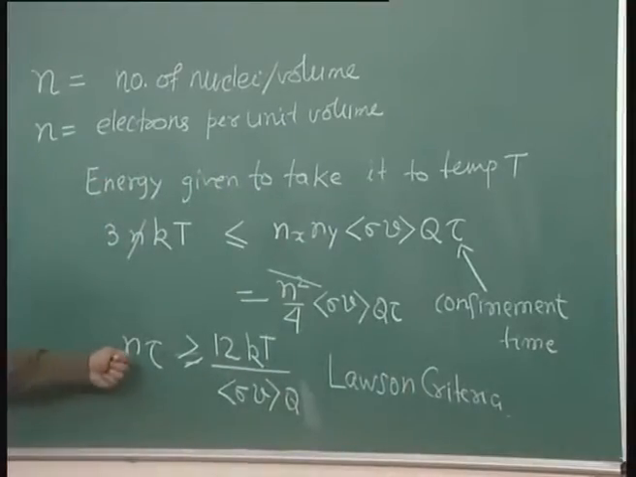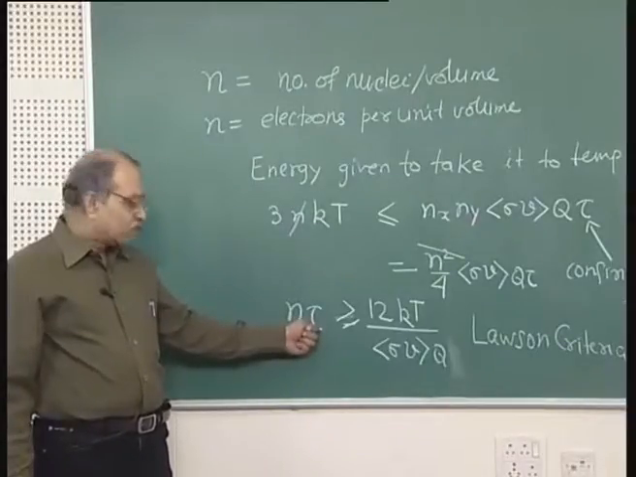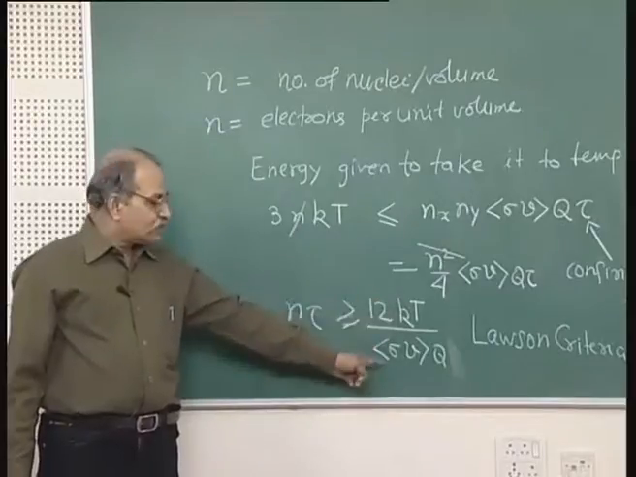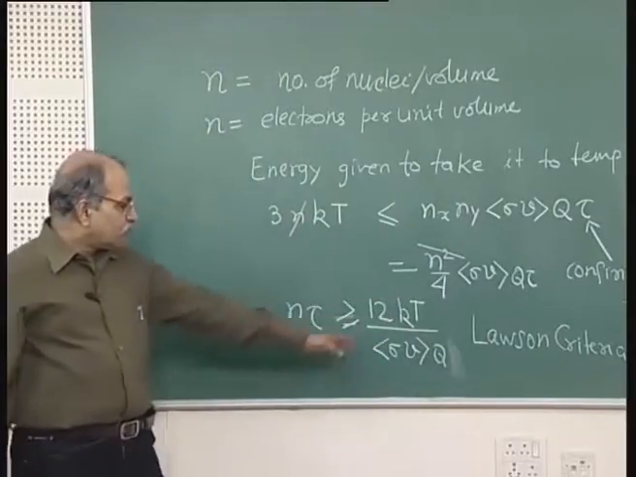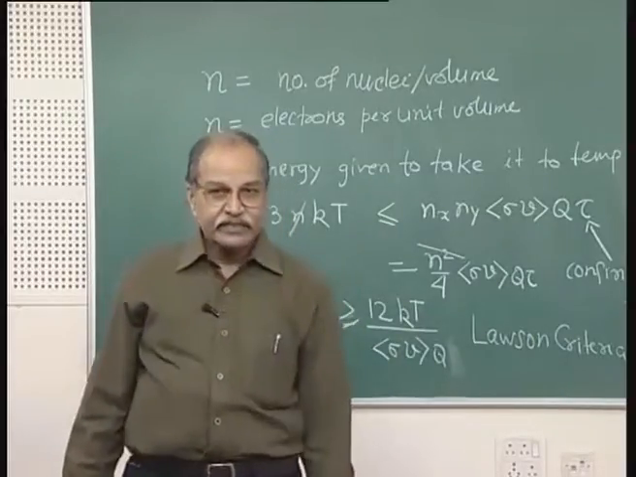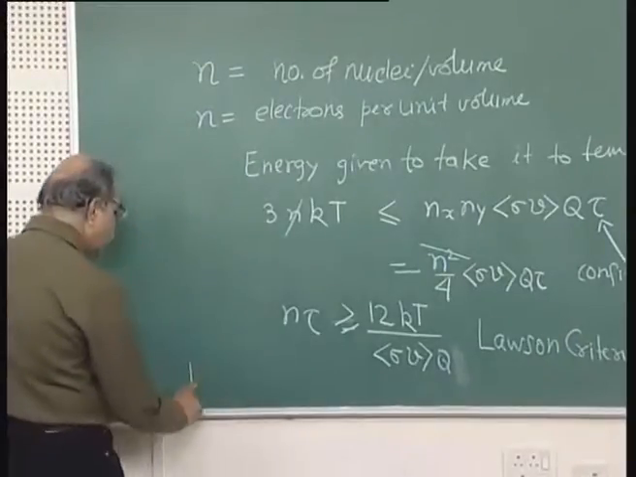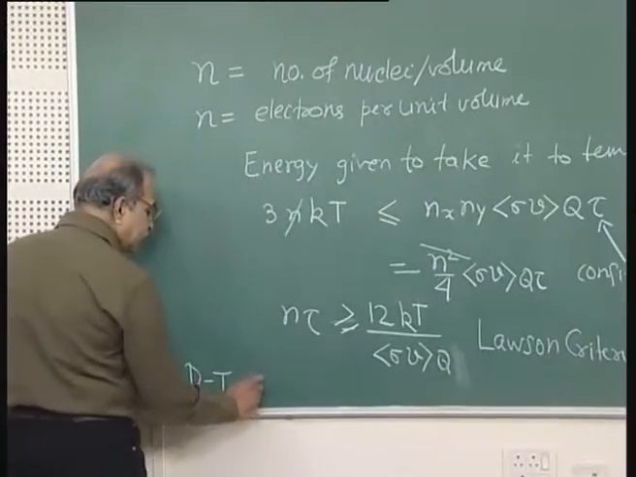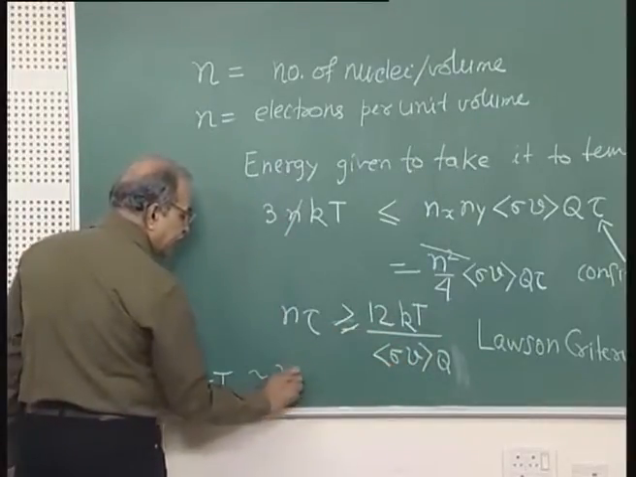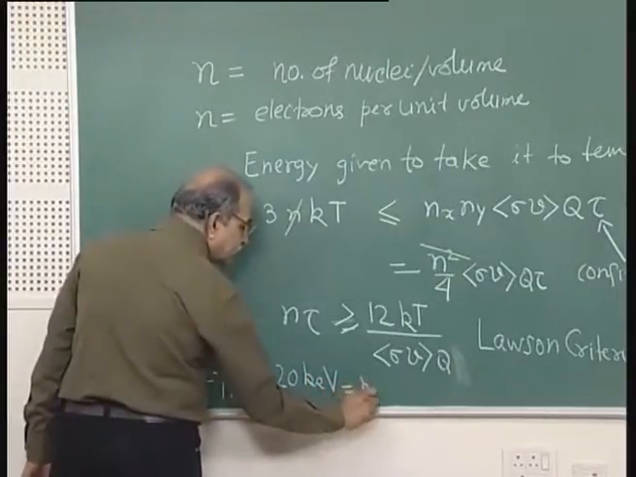So, the concentration and the confinement time, this product should exceed a certain quantity. This quantity one can calculate; it also depends on temperature, and it has a minimum at a certain temperature. For the DT reaction, this quantity is minimum at around kT equal to 20 keV. So, this is the temperature.